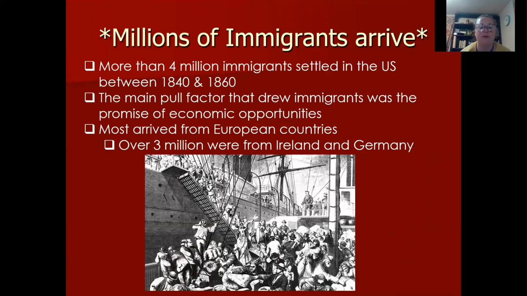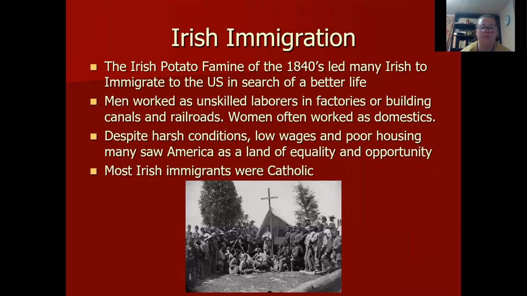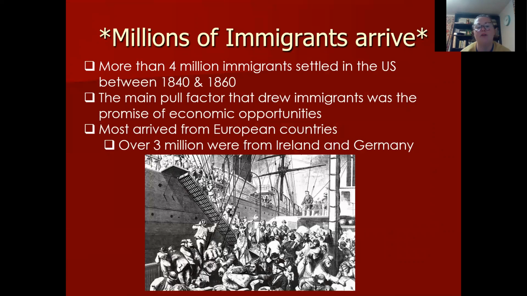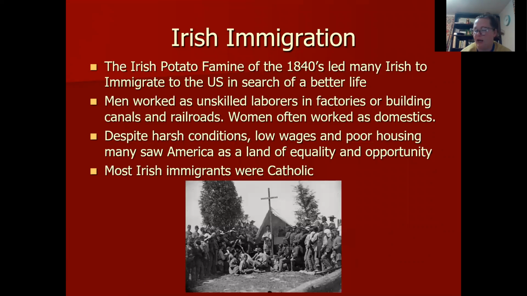Most arrived from European countries. Over 3 million were from Ireland and Germany, so that means that three-fourths of the people that came were from Ireland and Germany. Also, we want to make sure you understand that the Irish potato famine is one of the push factors that brought them to America, that pushed them out of Ireland.